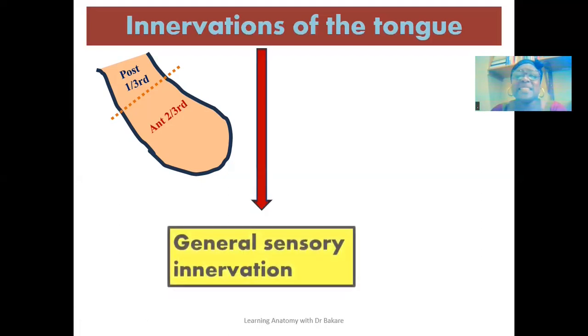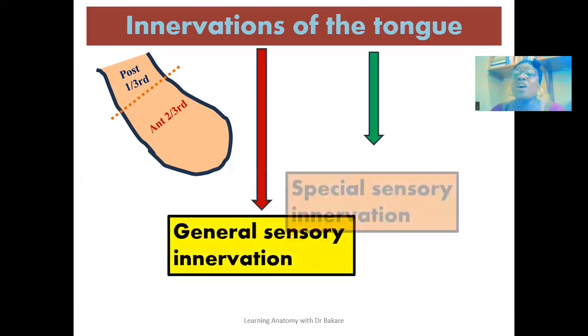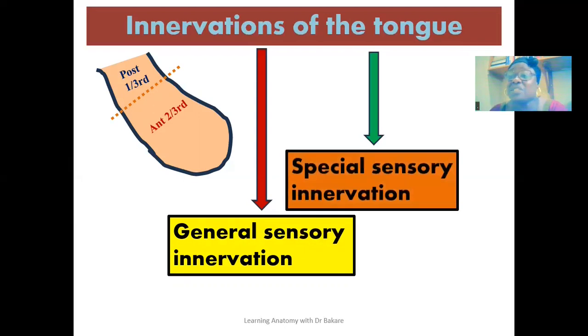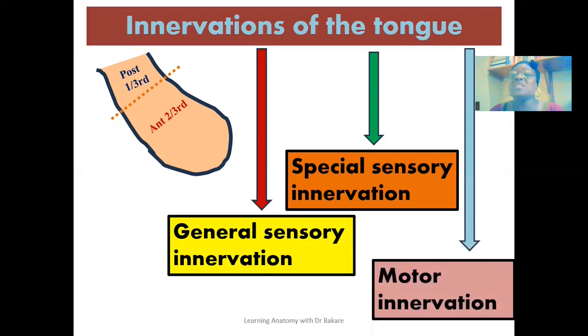Also, the general sensory innervation of the tongue, the special sensory innervation of the tongue, and finally, the motor innervation of the tongue, which of course is to exhibit motor functions, are all innervated by different nerves. And this is what actually creates the complexity of the innervations of the tongue. So let's go through this lecture to establish the different nerves that are responsible for these specific functions.